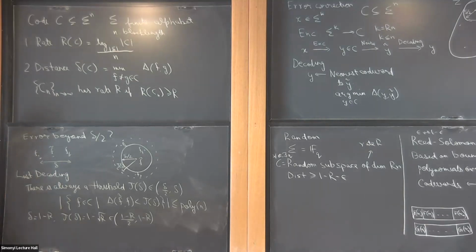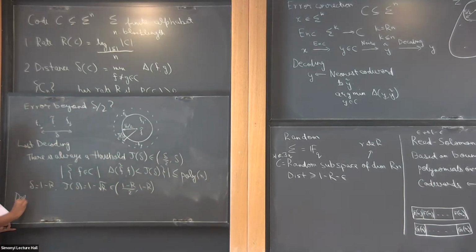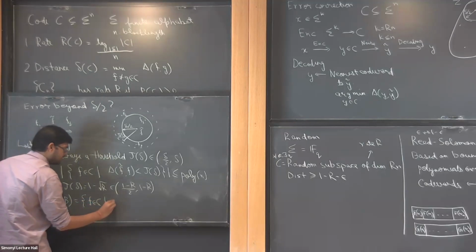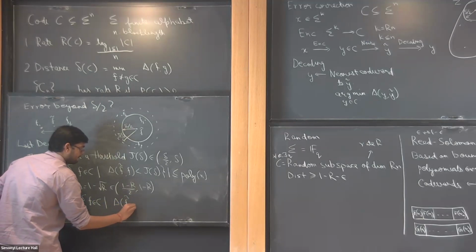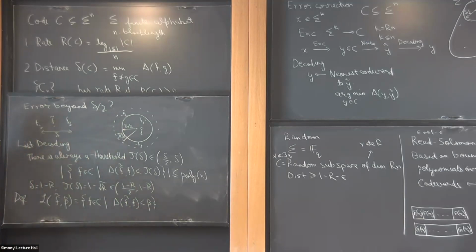So this set, let me define it again. This is called the list of code words around any f tilde, and let's say any arbitrary radius beta. This is the set of all code words such that they are close to the f tilde. And what this is saying is that this set is of small size relative to the entire code.